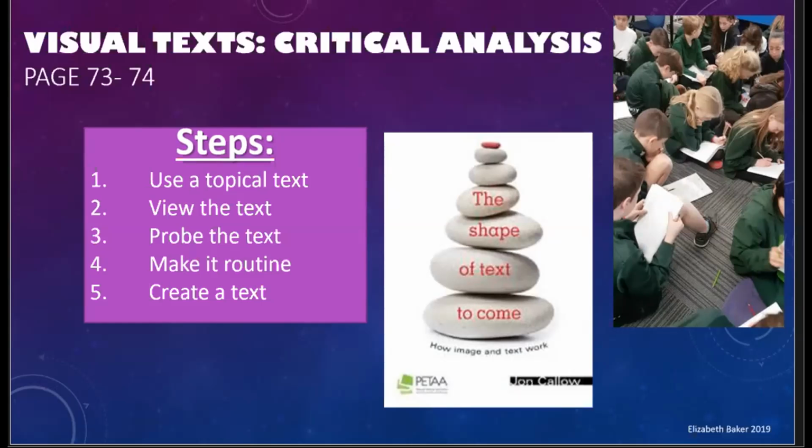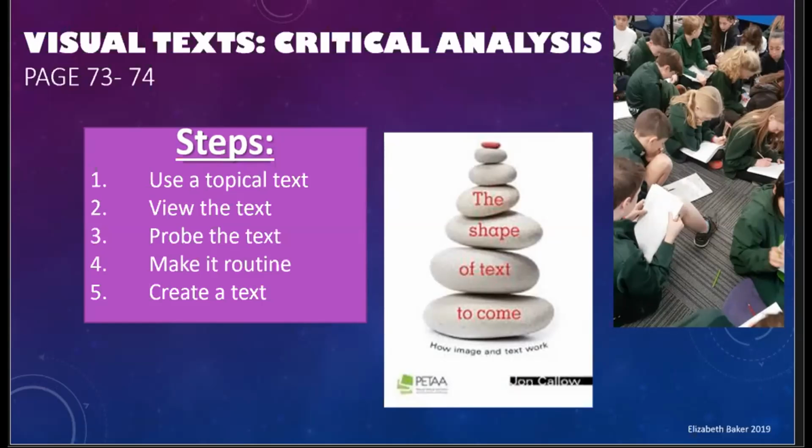So I recommend reading The Shape of Text to Come by John Callow. He writes a lot about visual text, multimodal text, and being able to critically analyse these with students. But some basic steps are also given in this book. The steps here are that you firstly need to choose a topical text.